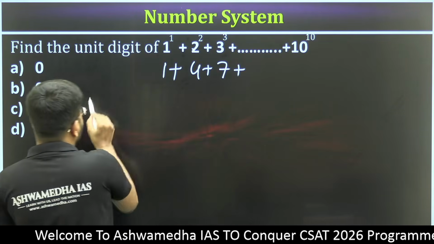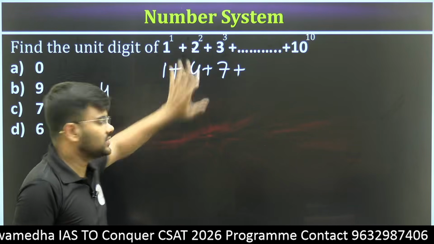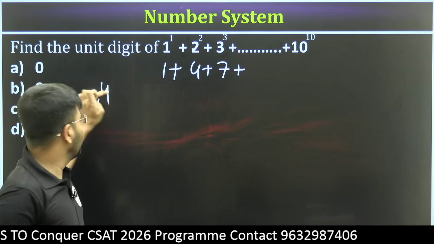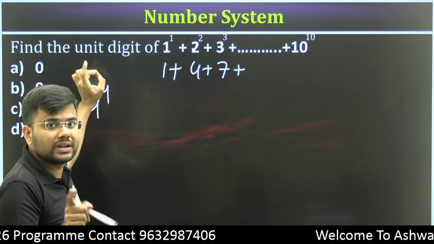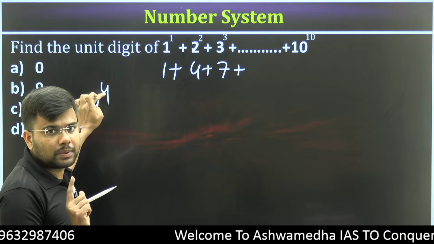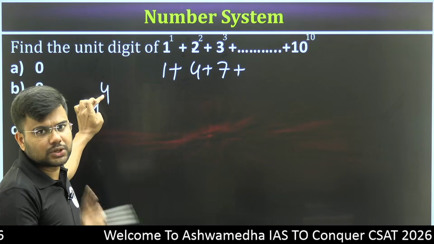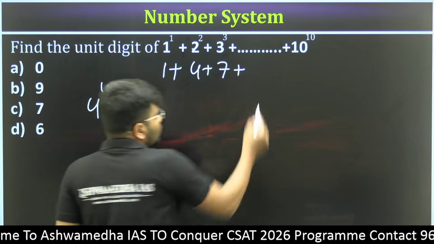If it is 4 power 4, just add the digits of the units place. 4 is even. 4 power 1 is 4. 4 square is 16. Even power would be 6 as the unit digit. Odd power would be 4 as the unit digit. Here it is an even power. Then the unit digit would be 6.